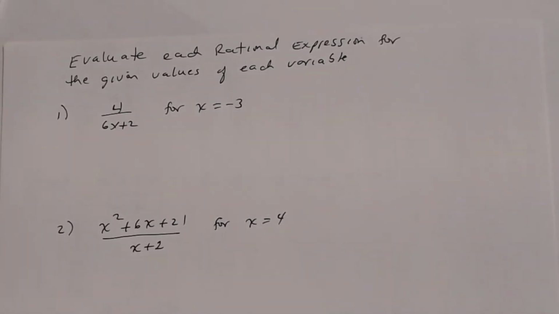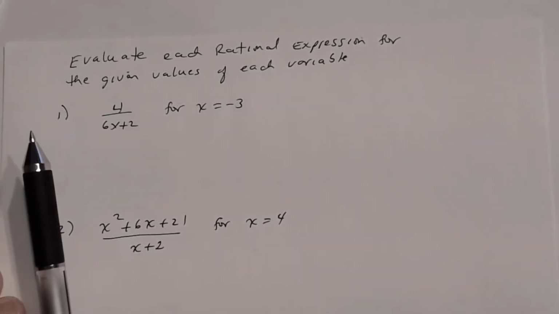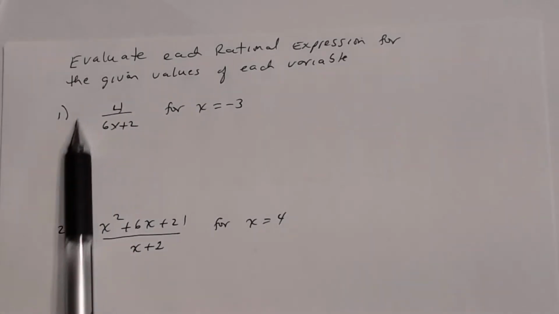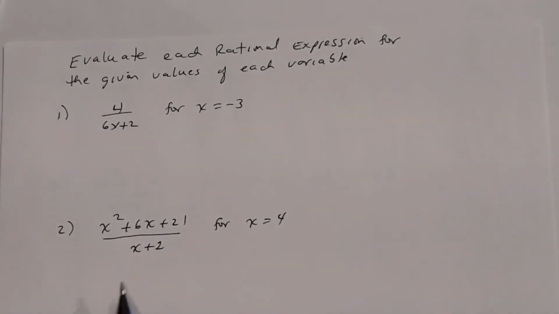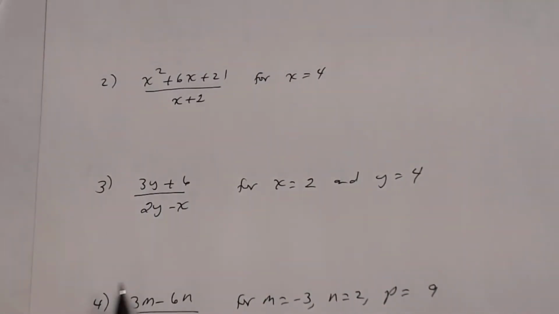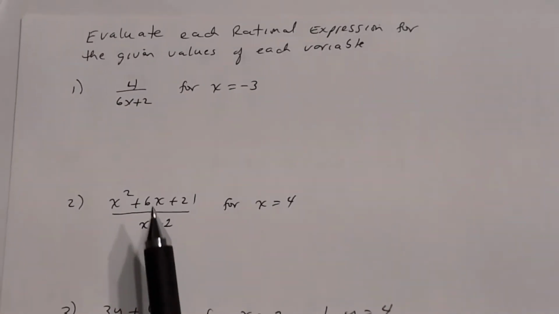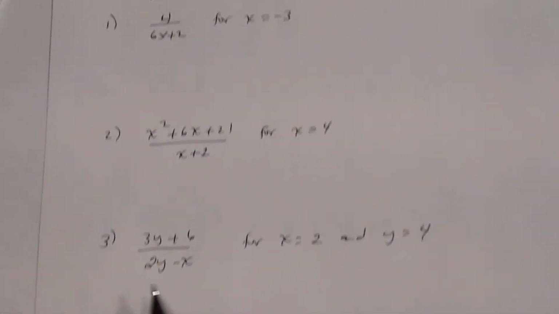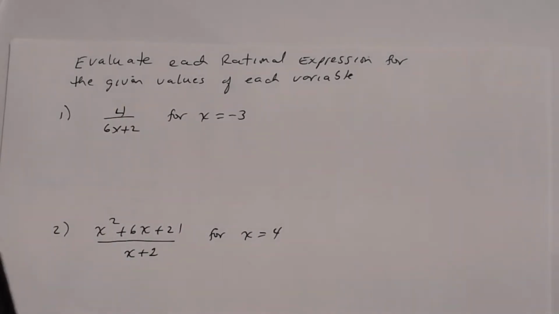Okay, so in this lesson, we're going to evaluate rational expressions for given values of each variable. You can be given rational expressions, like the first one, 4 divided by 6x plus 2. The second one is this rational expression, and the third one is this rational expression, and so on. What you want to do with these rational expressions is, for each value of x, or the variable, it could be y, whatever the variable is, you want to evaluate this rational expression.